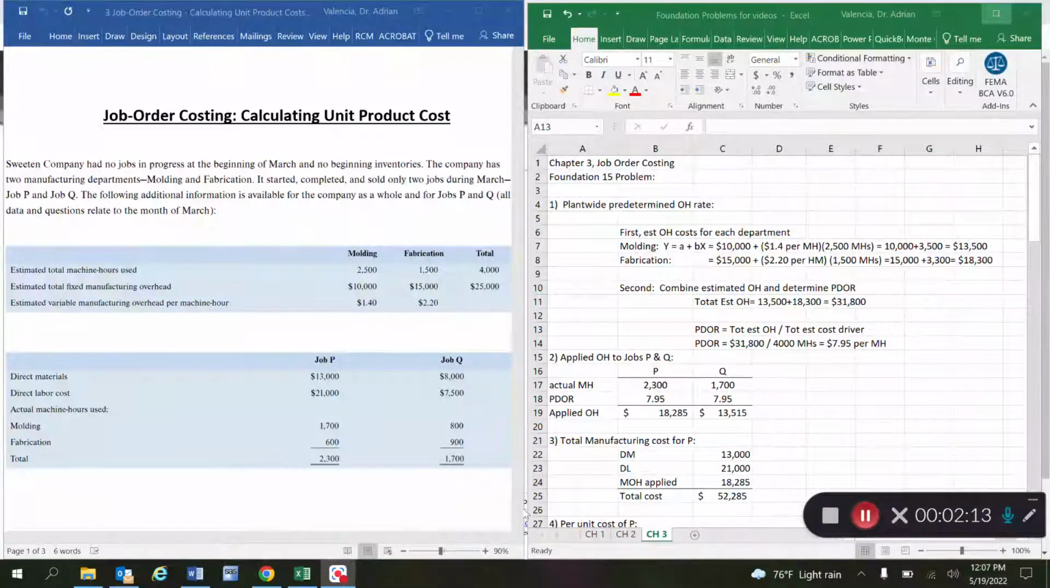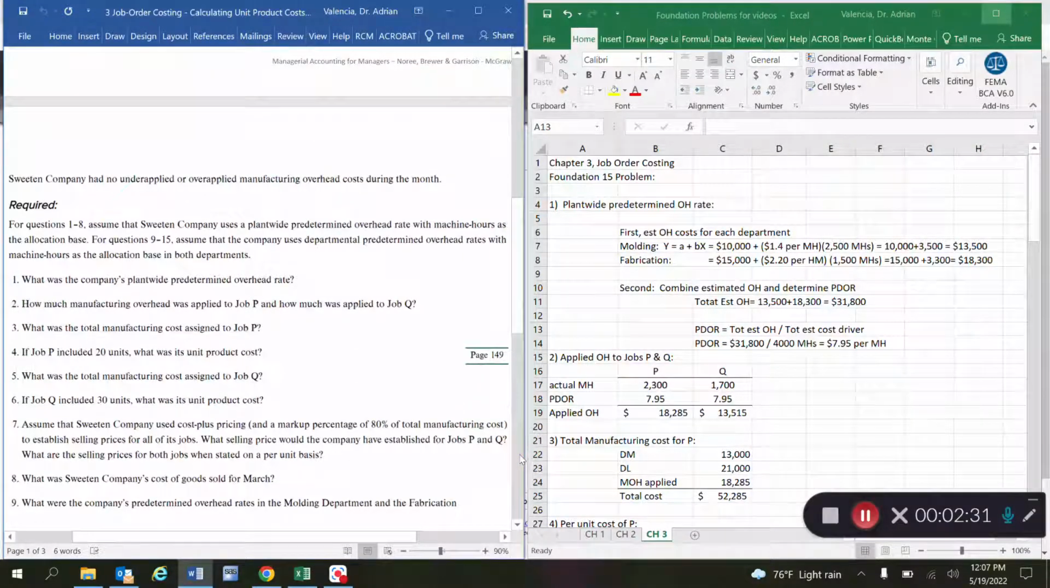So the first question, oh, and by the way, this is information on what was actually incurred. So actual direct materials, actual direct labor costs, and actual machine hours are as such, and we'll use these later on. So let's go ahead and see what question number one is. Sweeten Company had no underapplied or overapplied manufacturing overhead costs during the period, so that makes it easy. Okay, meaning the amount of overhead that we incurred, the actual amount we incurred, is the same as the amount we applied. So that simplifies things.